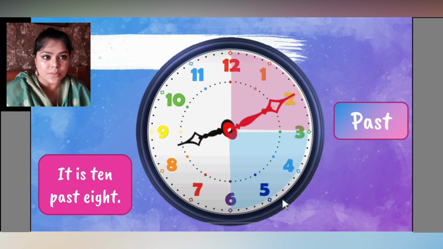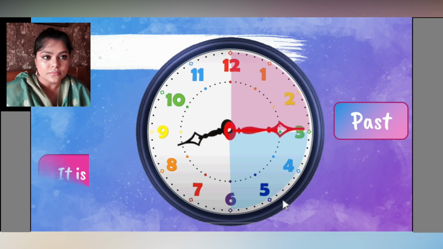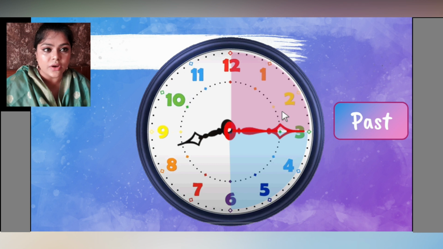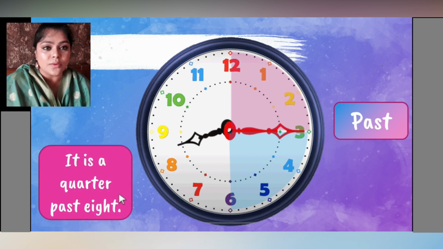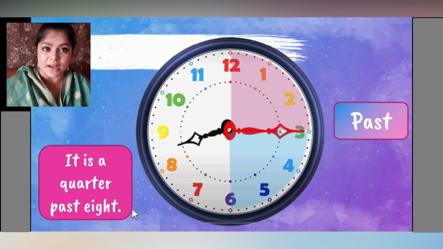Okay, let's see the next one. Minute hand is on 3. That means it is 15, 8:15. So it is a quarter past 8. For 15 minutes we say quarter. Very good. So it is a quarter past 8. That means 15 minutes is past for 8 o'clock.